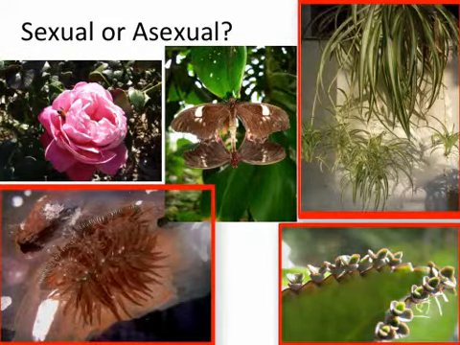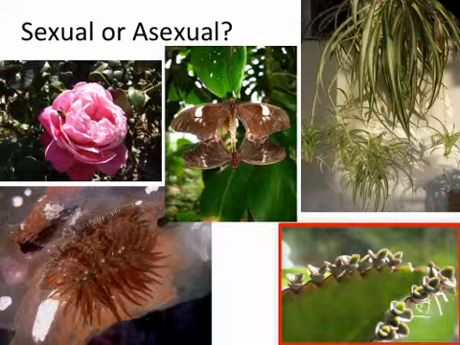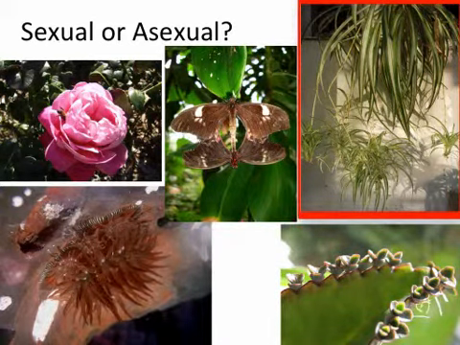The other three pictures show asexual reproduction. The anemone reproduces by making smaller copies of itself. You can see that this plant here has made tiny baby plants on the side of its leaves which fall off and then will grow into new plants, and a similar thing happens with the spider plant.